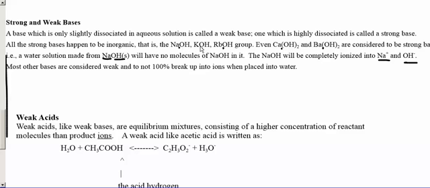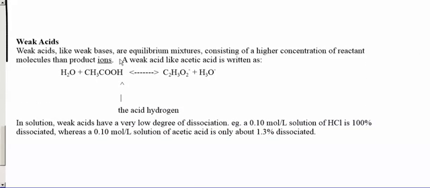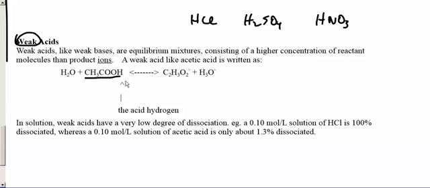Other bases, other than these ones listed here, we usually consider them to be weak, and they are not 100% broken up into ions and placed into water. Okay? Weak acids. Okay, HCl is a strong acid. H2SO4, strong acid. Nitric acid, HNO3, strong. What are some weak acids? Again, looking at the term weak, weak means they will not completely break apart, like acetic acid. Acetic acid is a weak acid. It's an organic acid. Most organic acids are weak, like almost all of them.